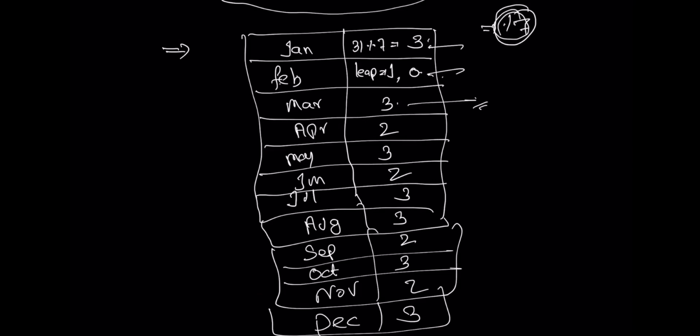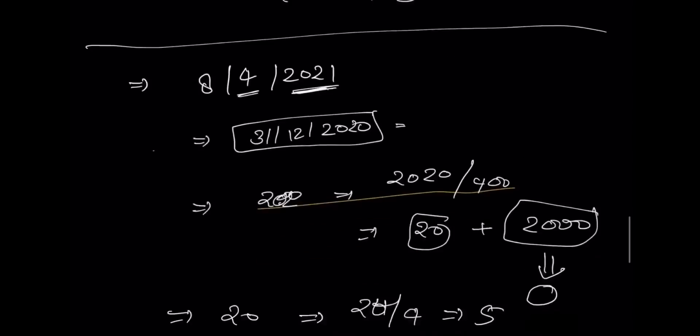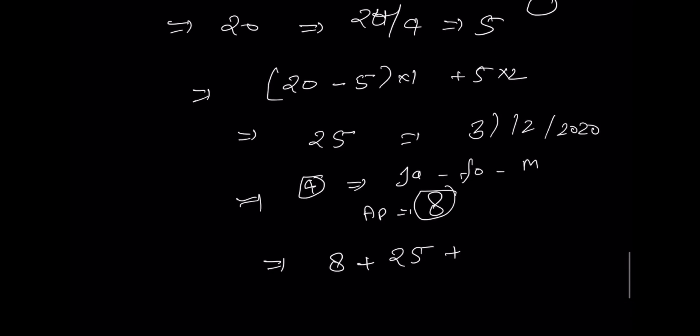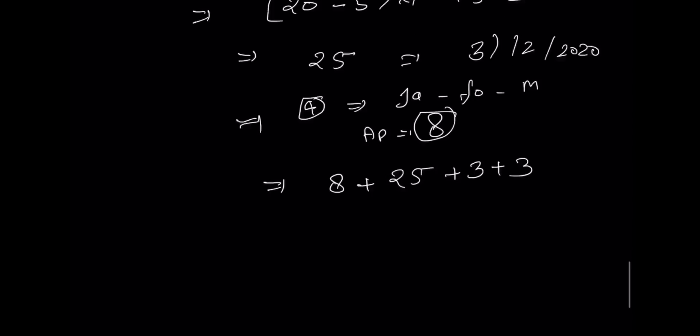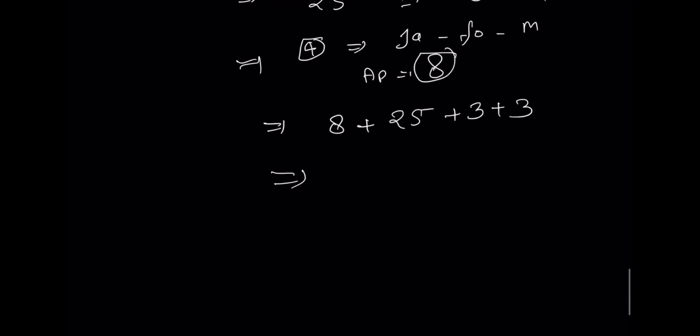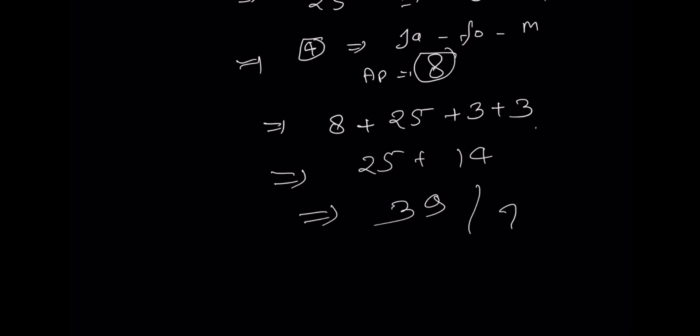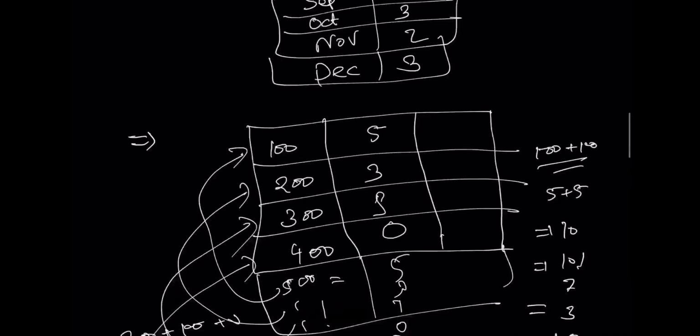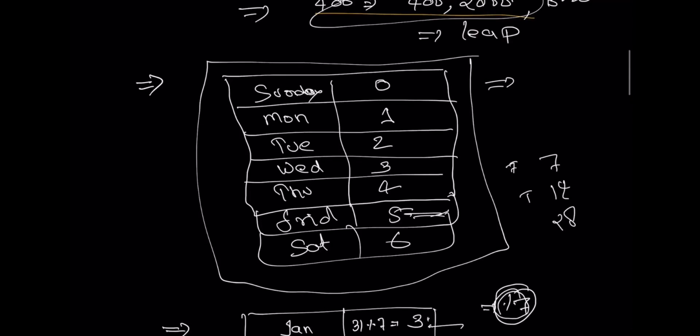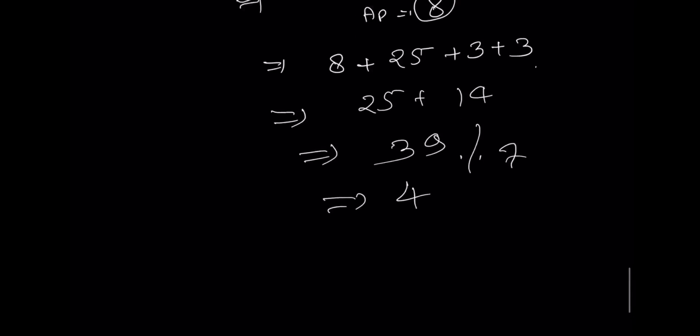So it has 0, January has 3, Feb, March has 3. So now we add 3 plus 3. 3 plus 3 plus 8 is 14, 25 plus 14 gives us 39, and we mod it by 7 and we get 4. Now we already created a list. 4 is Thursday, so our day is Thursday.